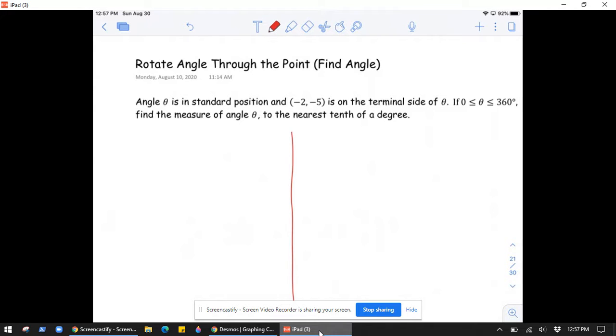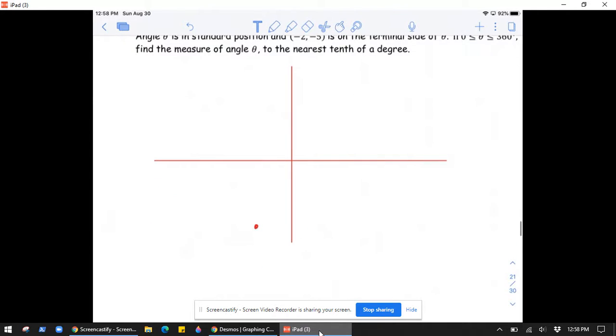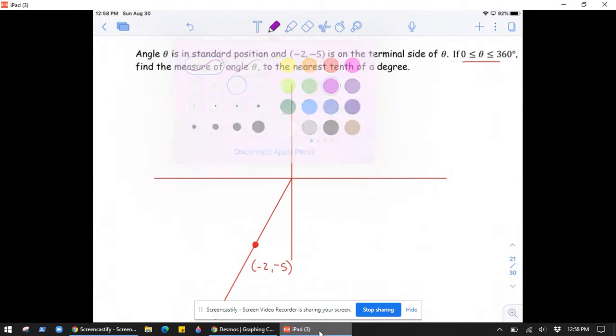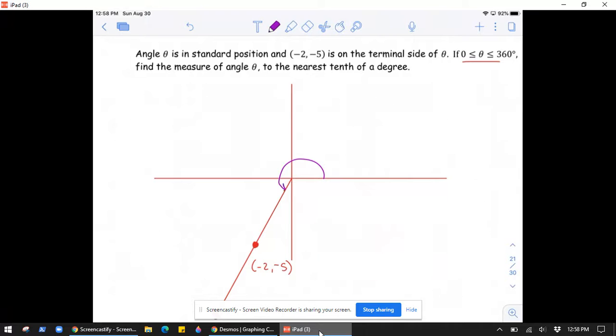So let's label our angle in standard position. We know that's in quadrant 3, so we rotate. (-2, -5) is about here. There are many angles that can have that terminal side, but since we're only interested in angles between 0 and 360, we must have rotated that amount. That is angle theta.